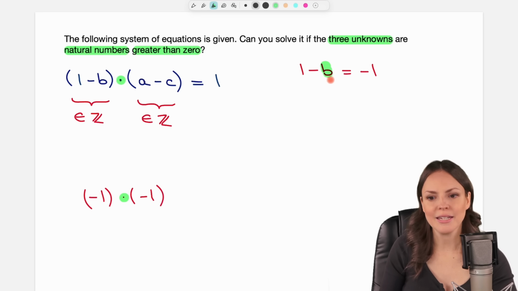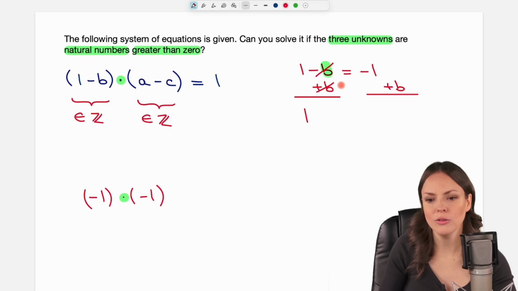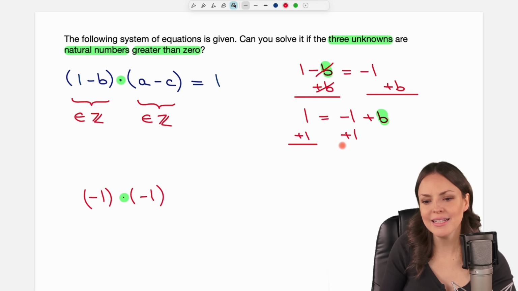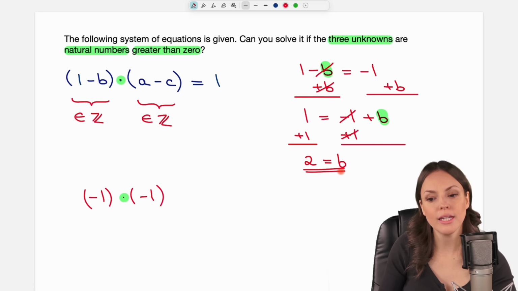Let's solve for b again. We add b on both sides so that we have 1. This cancels out. On the other side, this time we have -1 plus b. To solve for b, let's add 1 on both sides so that here we get 2. And on the other side, this cancels out and we get b. b is equal to 2. Okay, it's a natural number greater than 0. Could be. What about our second part here then?